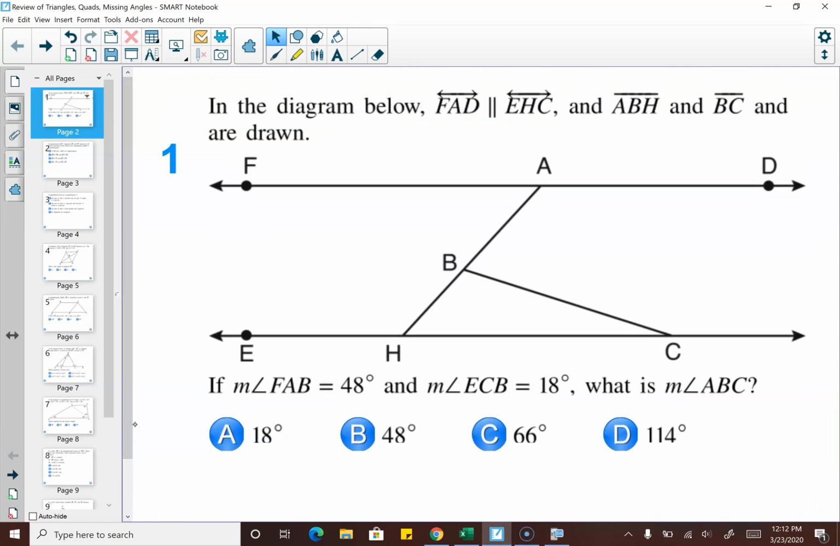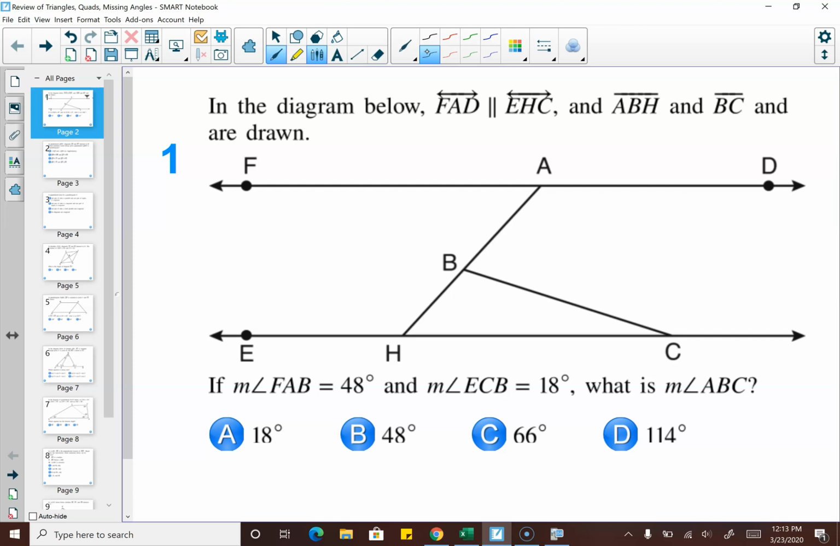Hello again, everybody. So we're going to continue for the second week with a little bit more review, try to catch ourselves up with some of the topics that we've gone over earlier in the year to help us prep for the Regents a little bit earlier than normal. So today we're going to focus on triangle problems, quadrilateral problems, and basically all of our missing angle problems. They could be parallel lines and stuff like that.